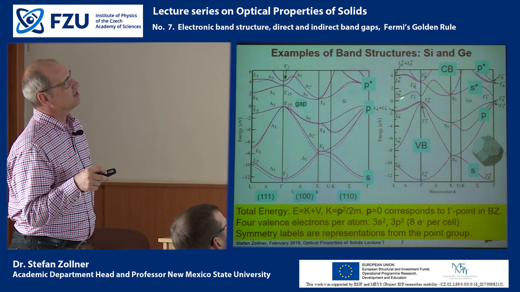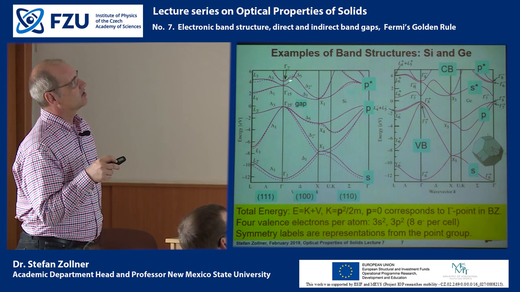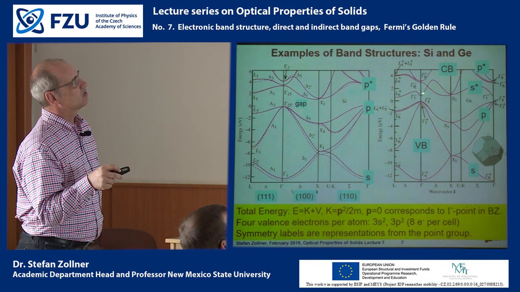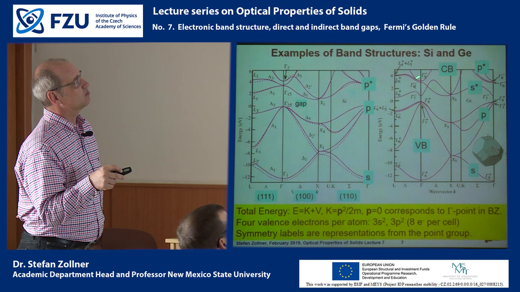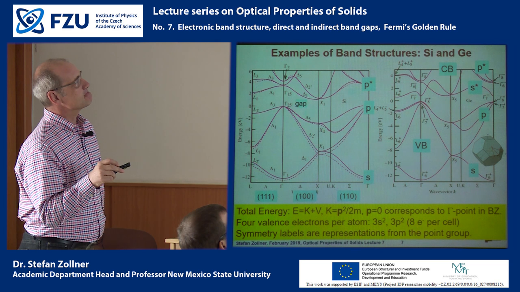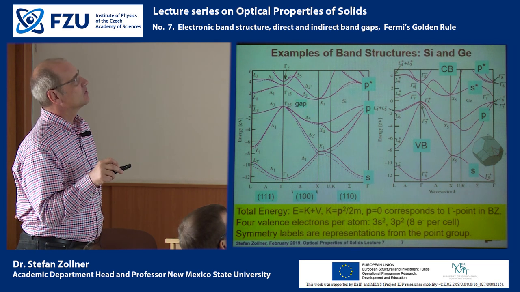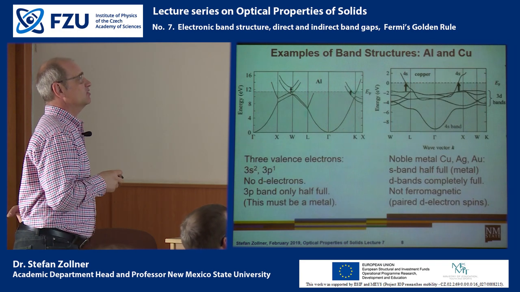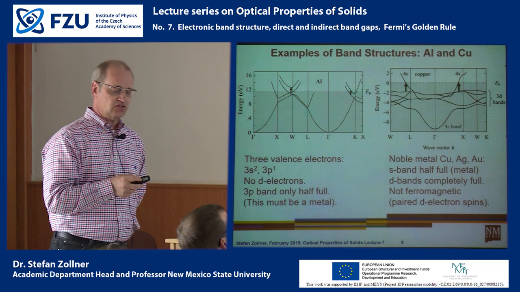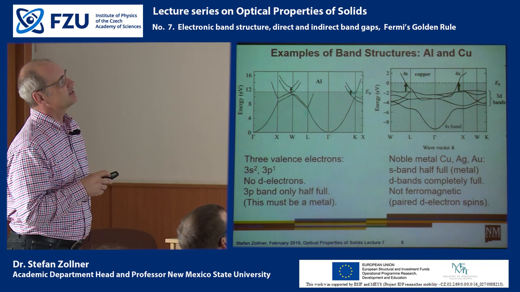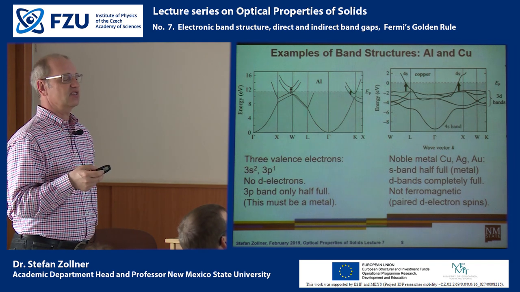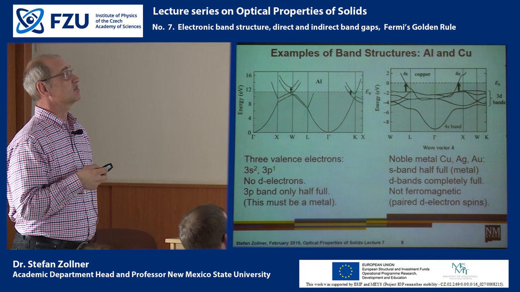And the other thing you see is that the s antibonding state, which in silicon is up here, has moved down. So the s antibonding state in germanium is lower than the p antibonding state in germanium. So that is the first example for a band structure that I wanted to show you. The second example is that band structures can not only be calculated for insulators and semiconductors.